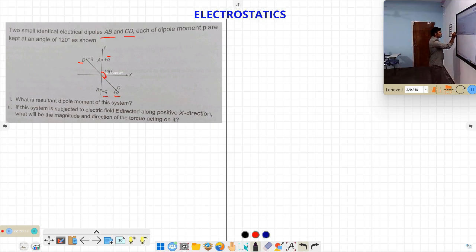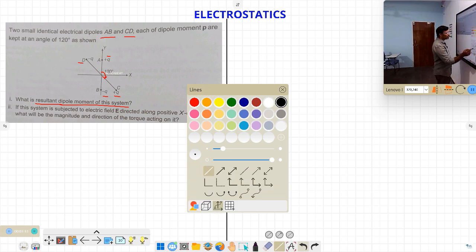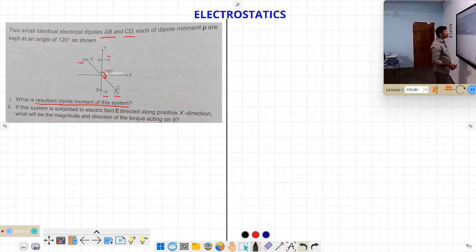The first question asks: what is the resultant dipole moment of the system? To understand this, first the concept of dipole moment. Dipole moment is a vector quantity, so it has a particular direction. You know that it is always from the negative charge to the positive charge. So in the case of AB, this is the direction of the dipole moment for the AB dipole.